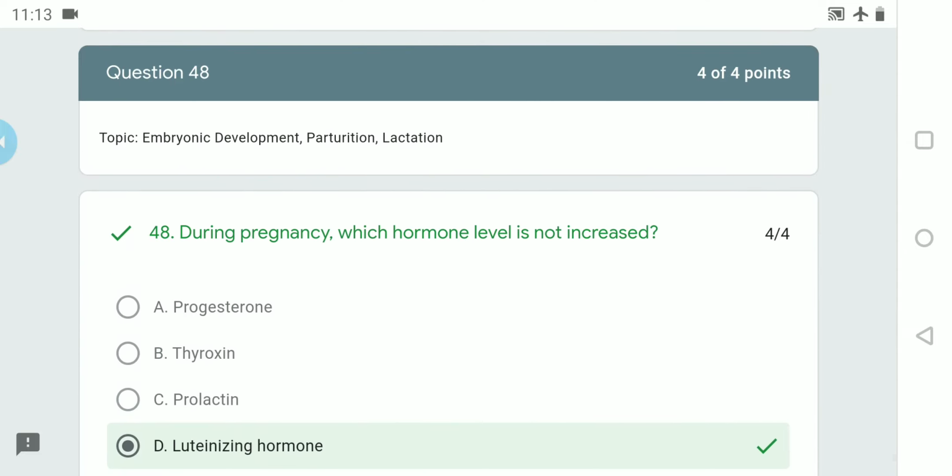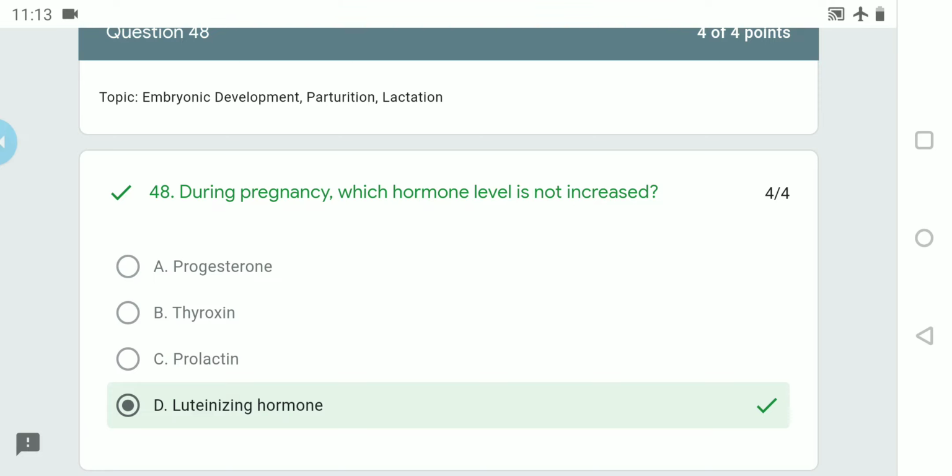The next question. During pregnancy, which hormone level is not increased? That is LH. LH is not increased. When will LH be increased? At exactly the middle day, or we can also say the mid of the menstrual cycle, the 14th day, the LH hormone will be increased. That is also known as the LH surge. Do you remember? Because of that only the rupture of the Graafian follicle will take place and ovulation occurs, isn't it? Here they are asking, except this LH, during pregnancy the remaining hormones increase. Okay.